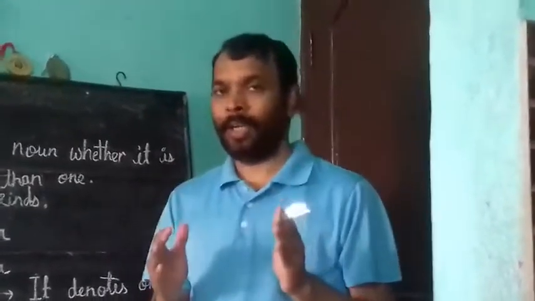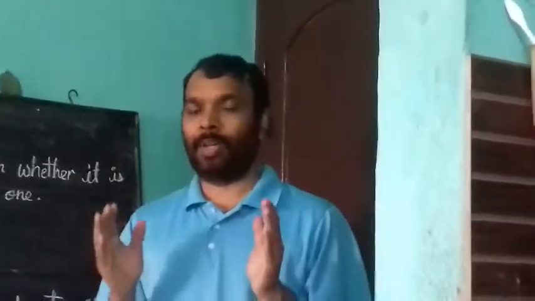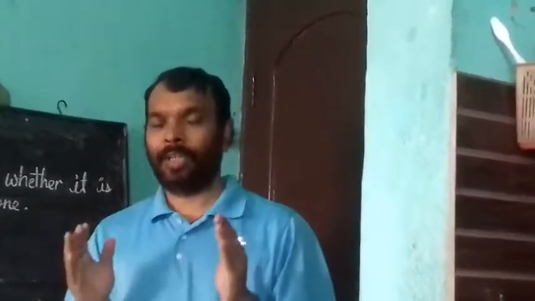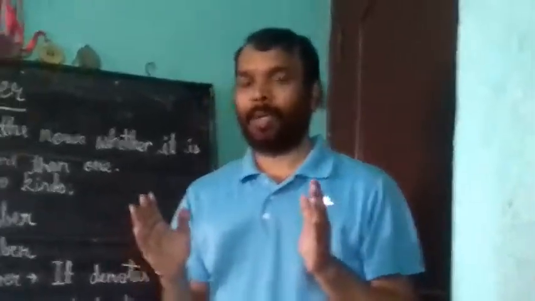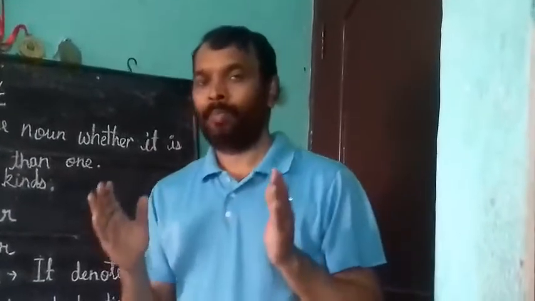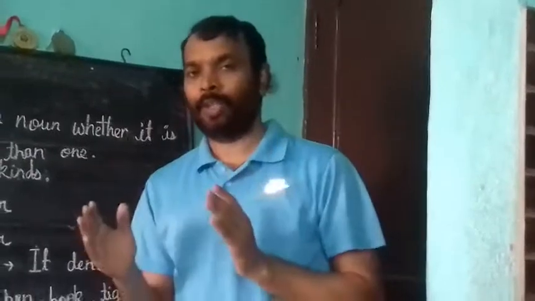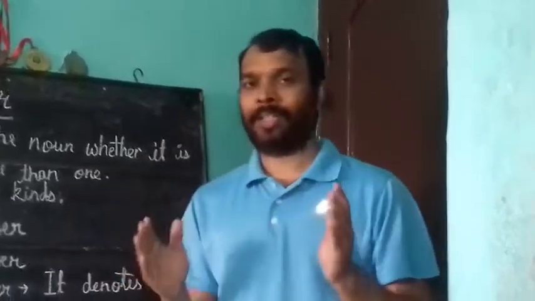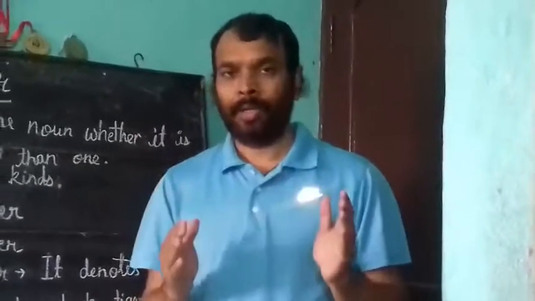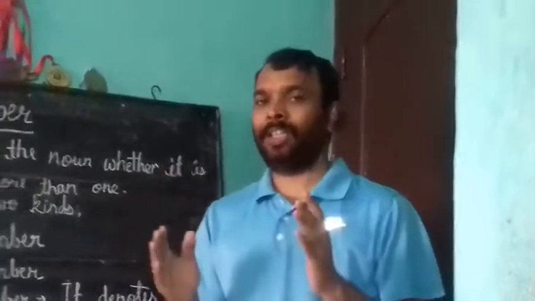Today we have studied about number. Number denotes the noun whether it is one or more than one. It has two kinds: singular number and plural number. Singular number denotes only one, and plural number denotes more than one. There are some ways of making singular number into plural number. In the next topic we shall study the rules of how to change singular number into plural number.